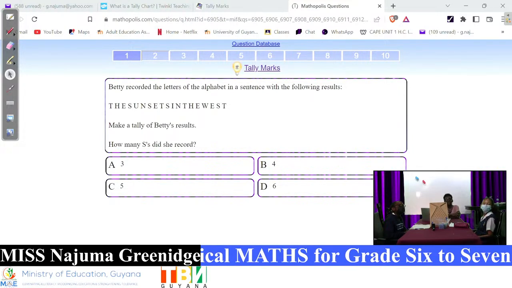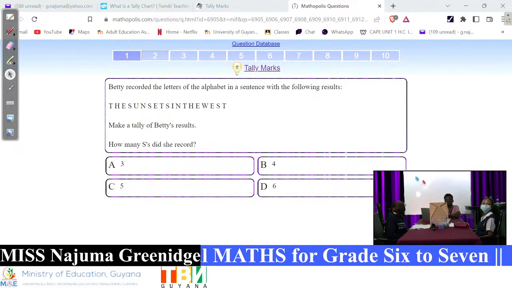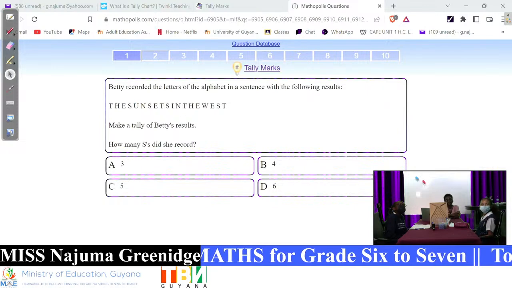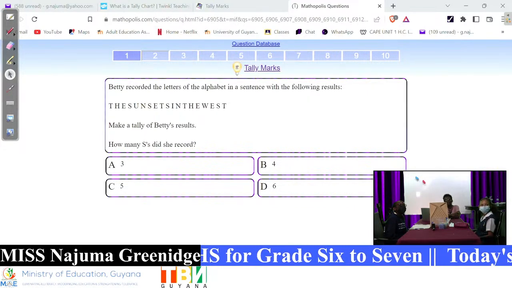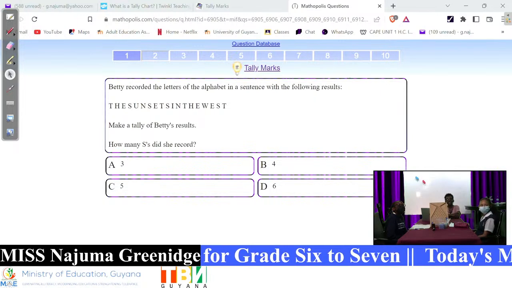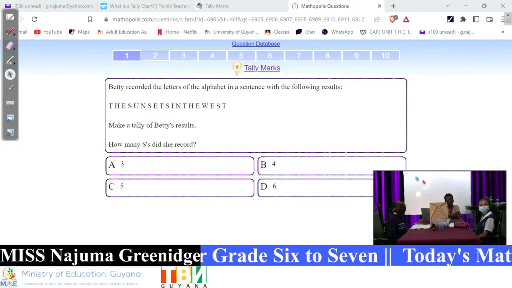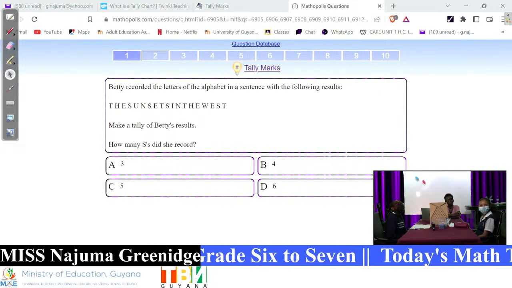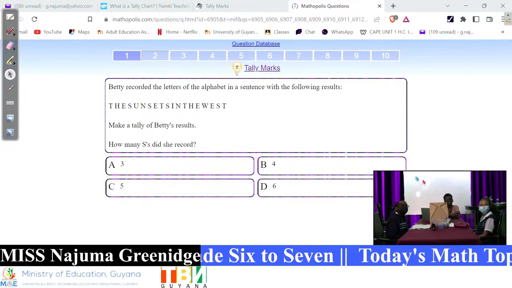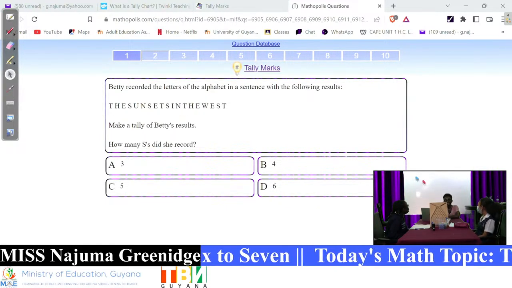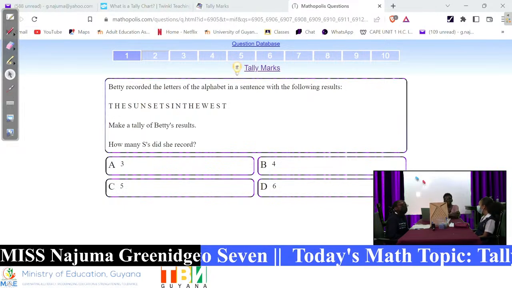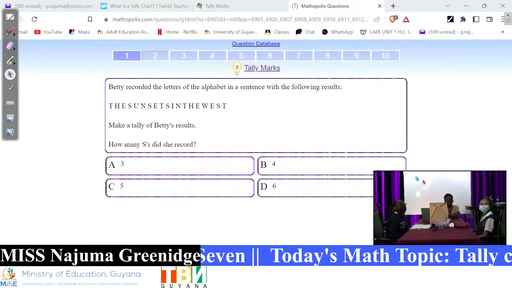Betty recorded the letters of the alphabet in a sentence with the following results. It looks as though it is saying the sun sets in the west. That is what it is saying, but everything is compact together. So make a tally of Betty's result.